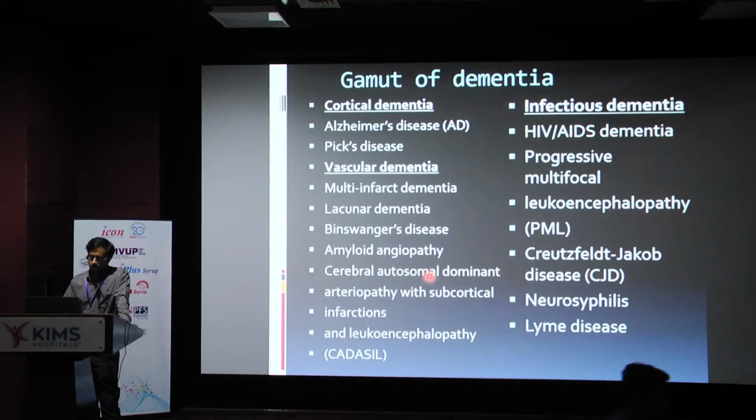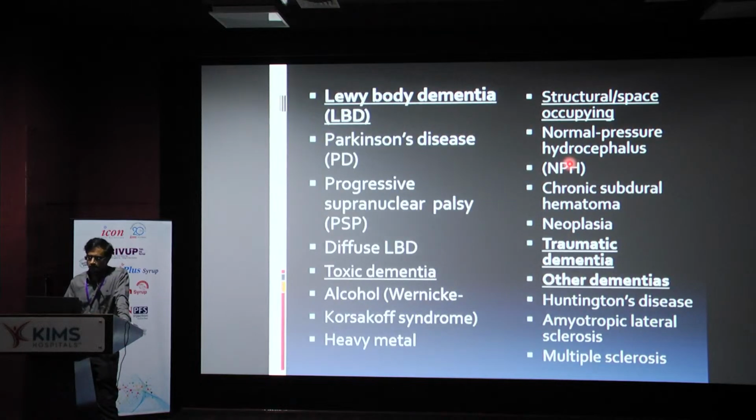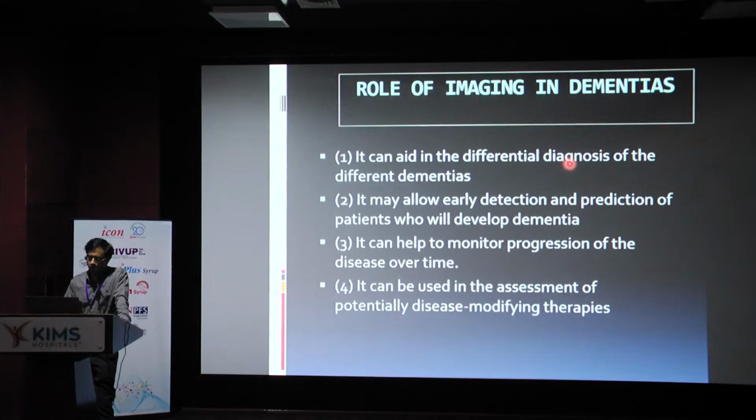And coming from the imaging point of view, we have to differentiate a lot of etiological causes of dementia. It could be infectious, cortical vascular dementia, a structural space occupying lesion, or toxic and metabolic insults. So this entire group we have to differentiate. That will be a completely different talk.